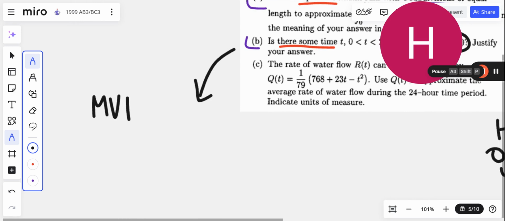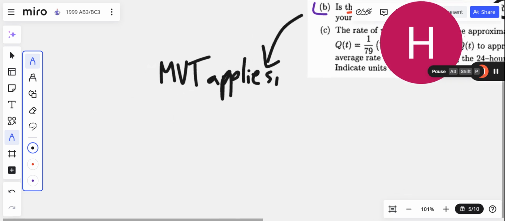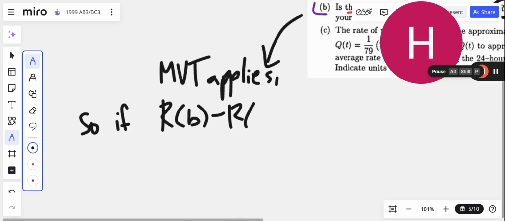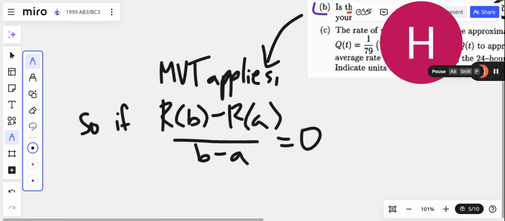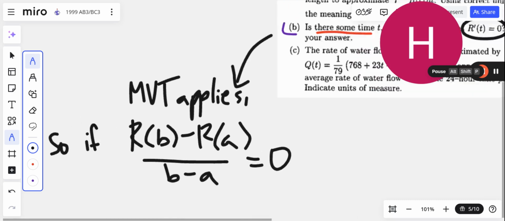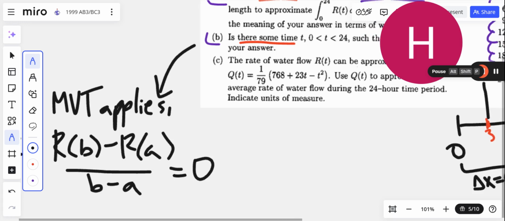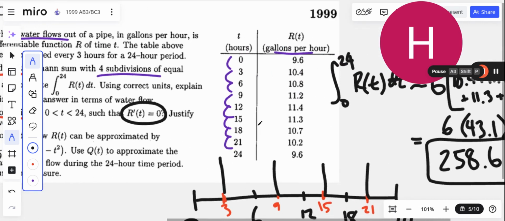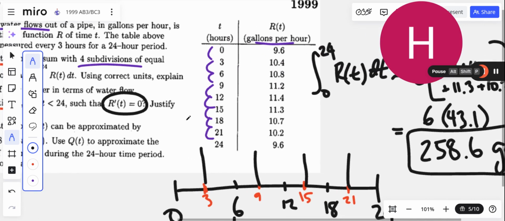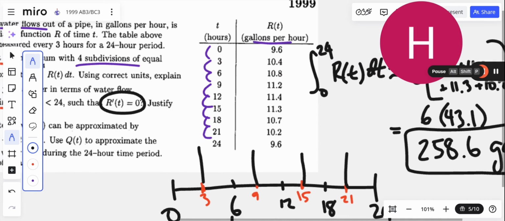Because MVT applies, so if f of b, I guess I can just say r for rate. If r of b minus r of a over b minus a equals 0 at some point, if the average slope is 0 at some point, then we know the exact slope would hit 0 at some point. So are there any spots where they have the exact same rate? Yeah, actually at the beginning and the end.